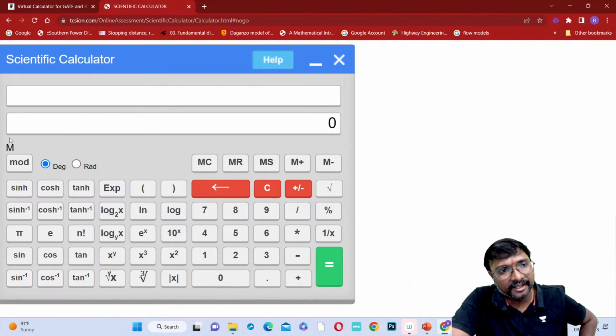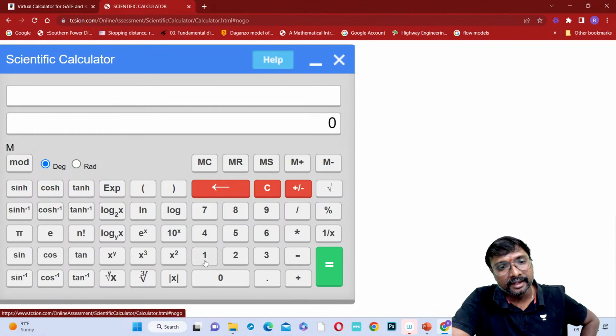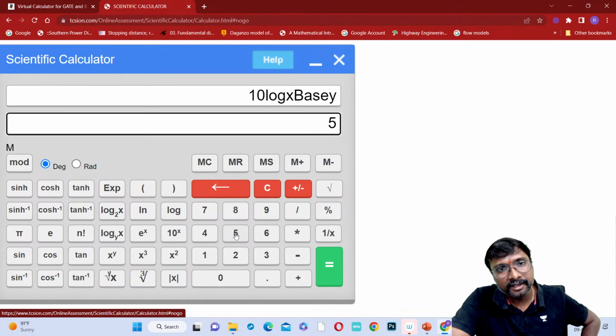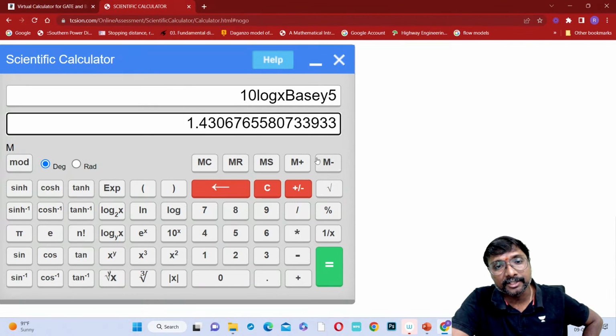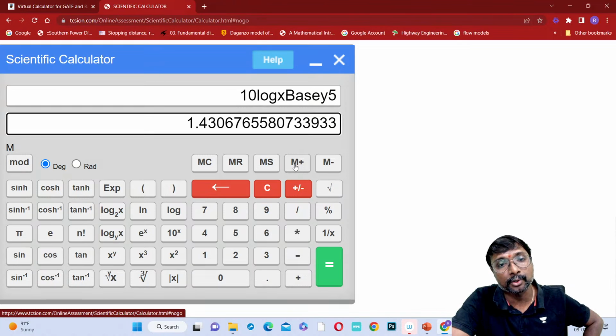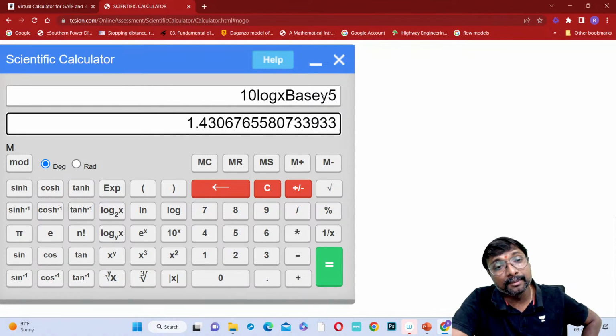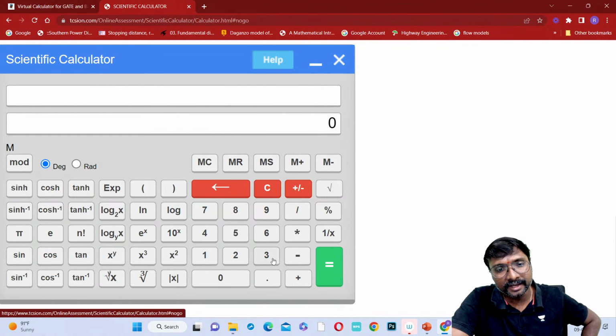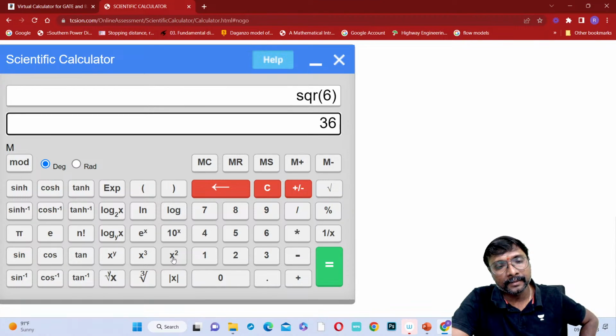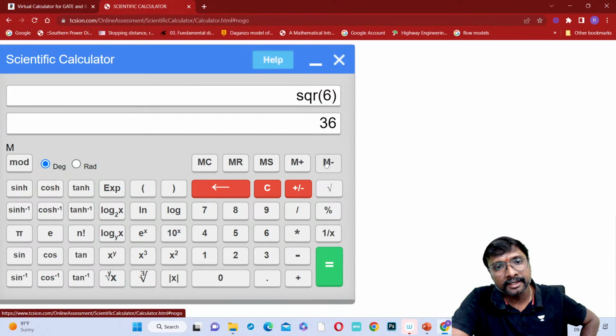Here the M symbol appeared, meaning something is stored in the memory. Log 10 to the base 5: enter 10, enter log x to the base 5, then enter 5, press the equals symbol. This is log 10 to the base 5. Press M plus, and it will be stored in the memory and added to the previous value. Now clear. Then 6 square: calculate 6 square and press M minus. So what is the answer you will be getting finally?